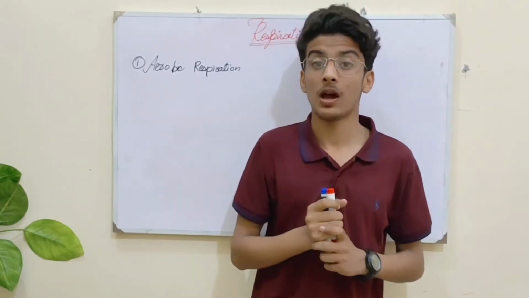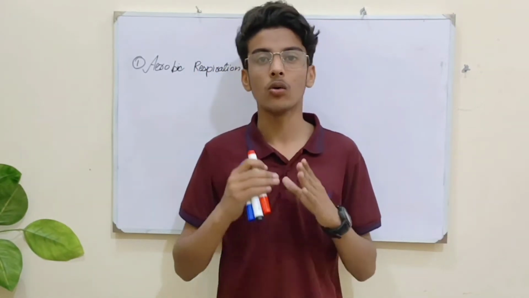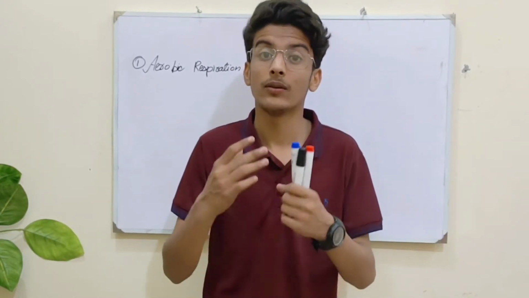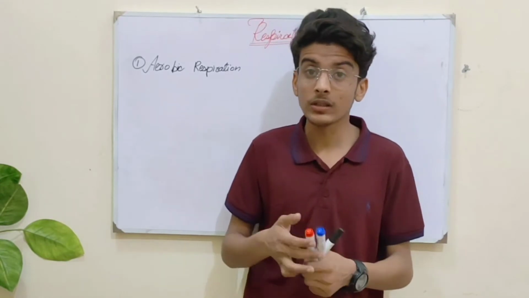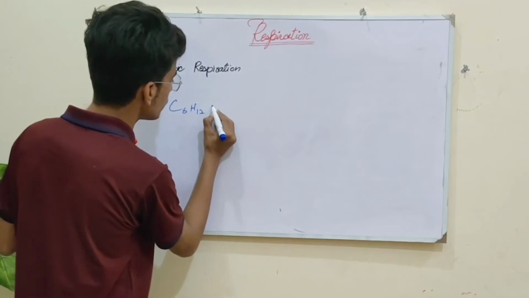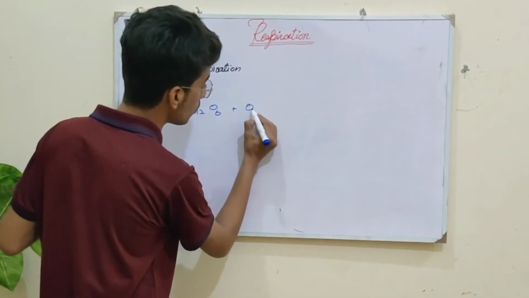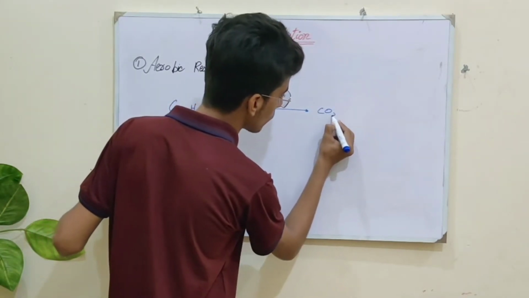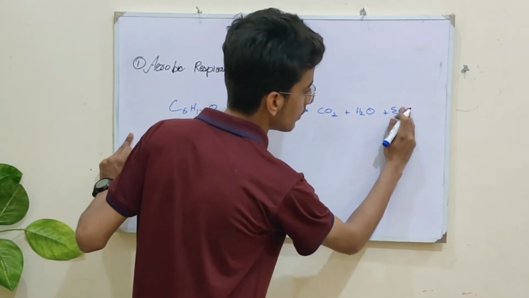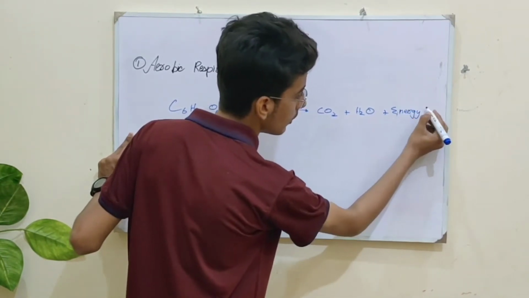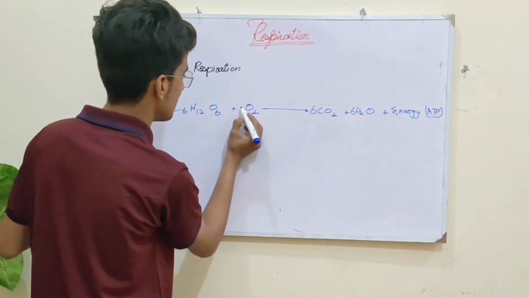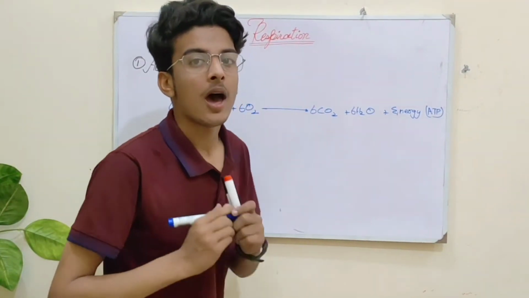The equation for aerobic respiration is C6H12O6 plus O2 gives CO2, water, and ATP. ATP is a molecule in which energy is stored. The equation for aerobic respiration is C6H12O6 plus O2 gives CO2 plus H2O plus energy in the form of ATP. Balance it: 6, 6 and 6. This is the equation of aerobic respiration.